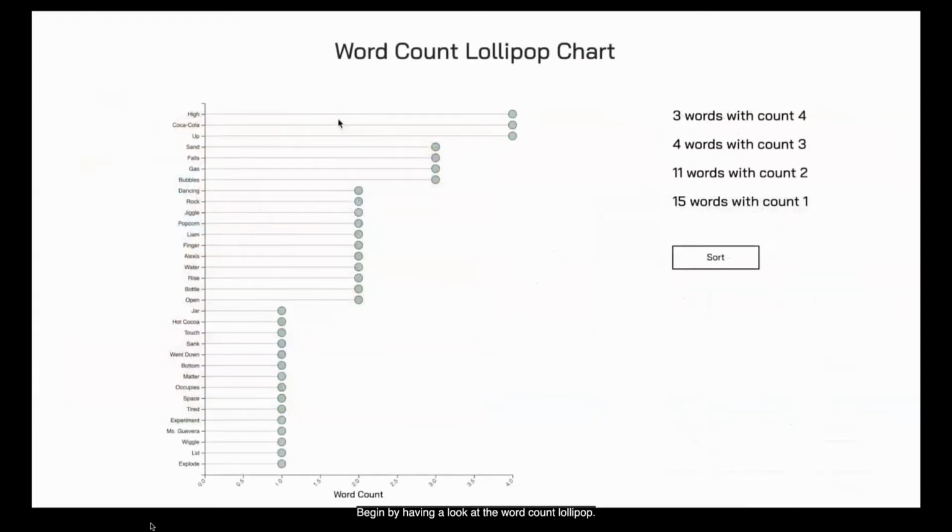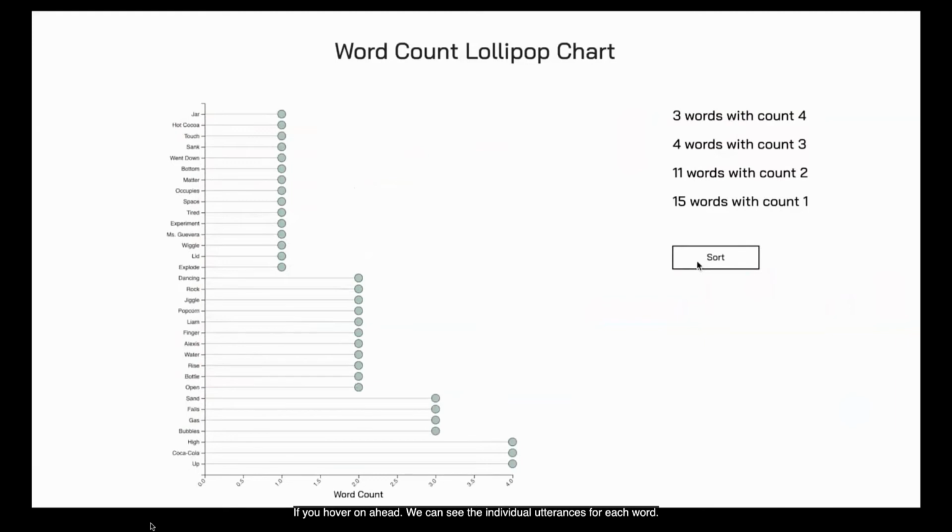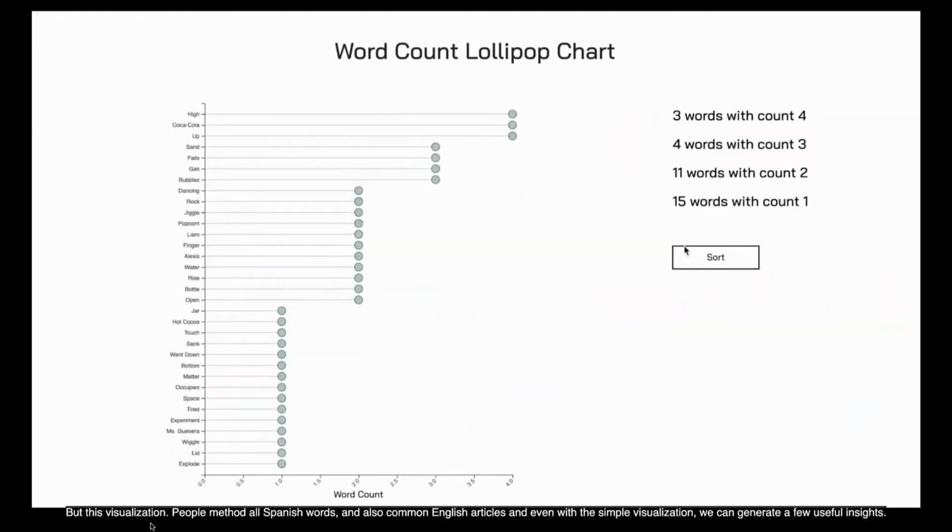Begin by having a look at the word count lollipop chart. In this visualization, we have a list of all words that are uttered in the video on the y-axis with an associated lollipop glyph. Each lollipop glyph has a stem and a head. The length of the stem represents the frequency of the word spoken in the video. If we hover on a head, we can see the individual utterances for each word. We can also sort this visualization by ascending or descending order of frequency. For this visualization, we omitted all Spanish words and also common English articles and pronouns.